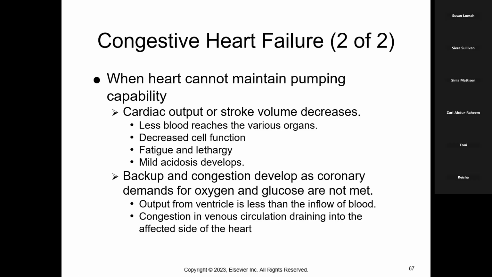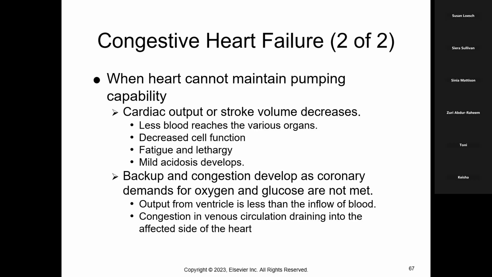The coronary area or the muscular area of the heart is still going to put demands on it, but the body's not able to meet those demands for oxygen and glucose. The output is less than the input. And so now we start to see congestion, and it'll also affect the heart. So the body will increase respirations and try to compensate.